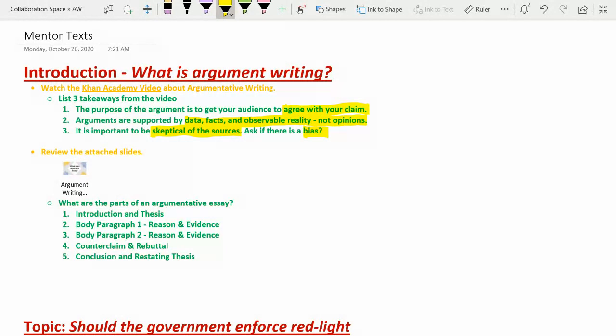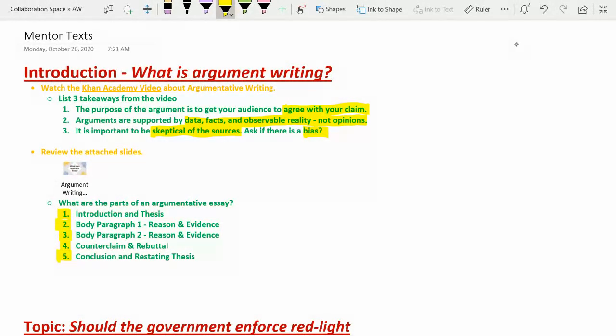Now we're ready for the next step, which is the writing. There are going to be 5 parts of our argument essay. We're going to have the introduction and thesis, body paragraph 1, body paragraph 2, our counterclaim and rebuttal, and our conclusion and restating of the thesis.